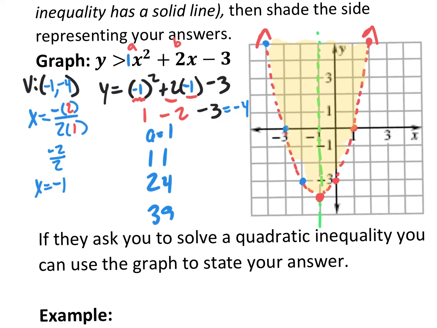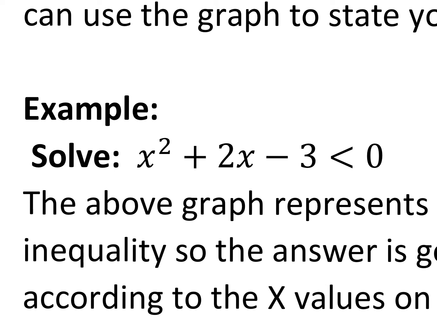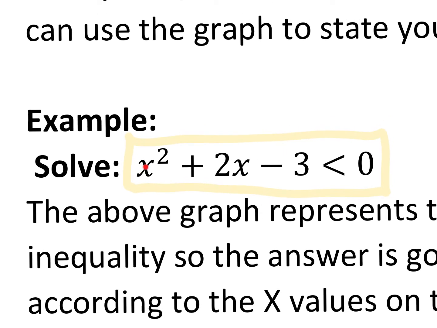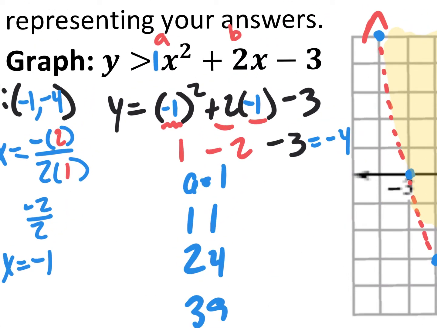But take a look at this. Right here, we have an inequality, and they want us to solve. So this inequality, they want us to solve, they want us to find the answers. And if you take a look at that quadratic trinomial, that x squared plus 2x minus 3, it's the same exact one as up here, x squared plus 2x minus 3, right? What's the difference?